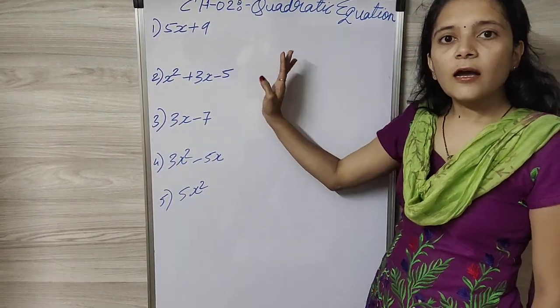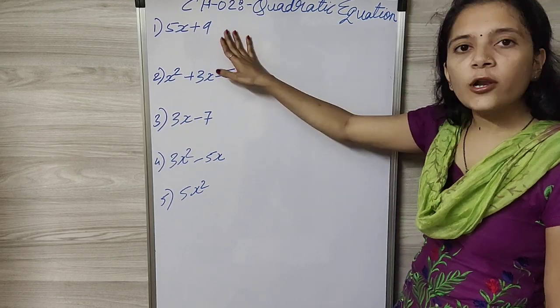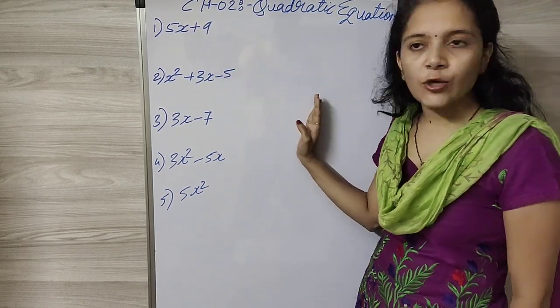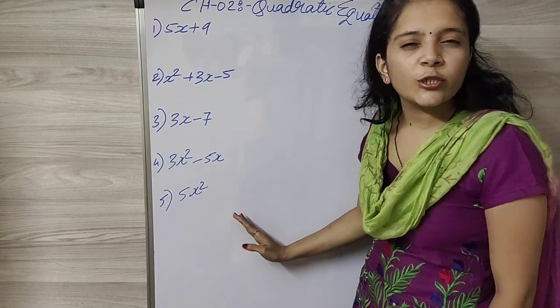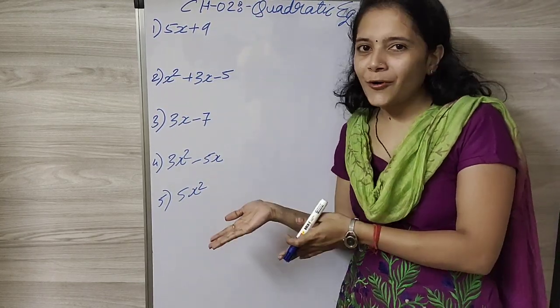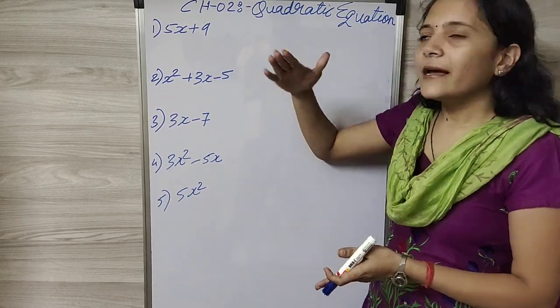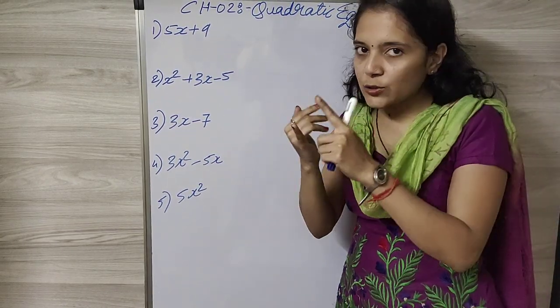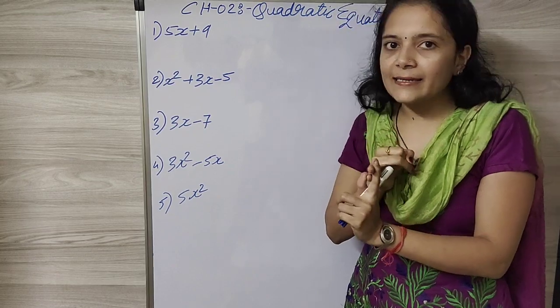Now see here, how to identify the linear polynomials and the quadratic polynomials. I have written here some questions. It's very easy to identify between the linear polynomials and the quadratic polynomials. It's very simple. In the linear polynomials, the highest degree is 1. In the quadratic polynomials, the highest degree is 2.